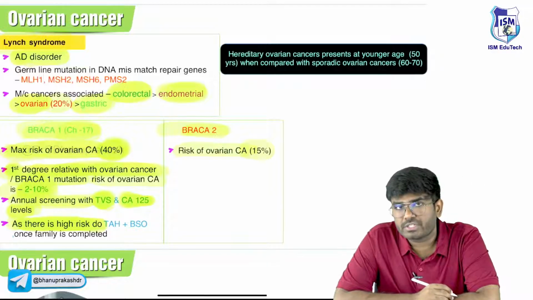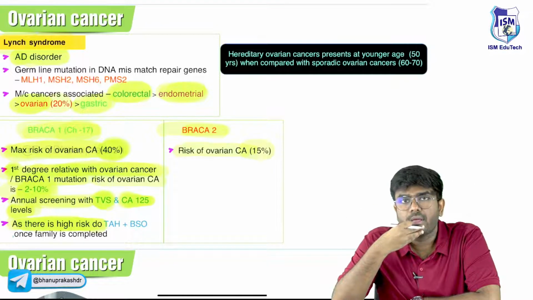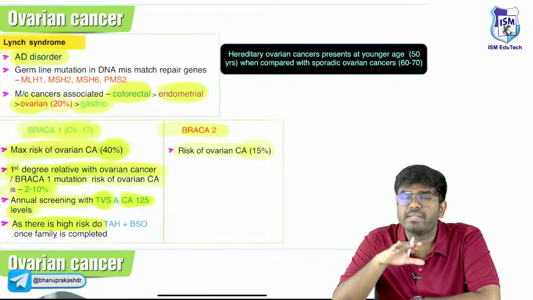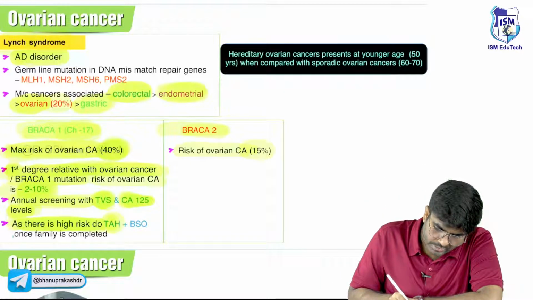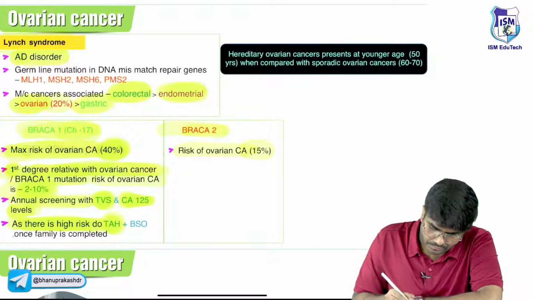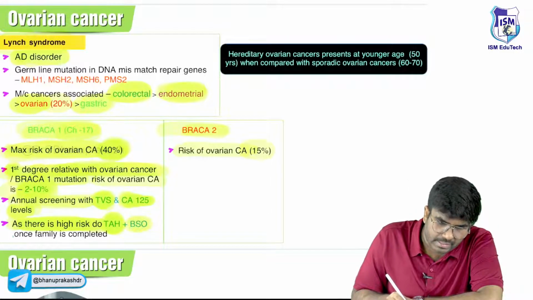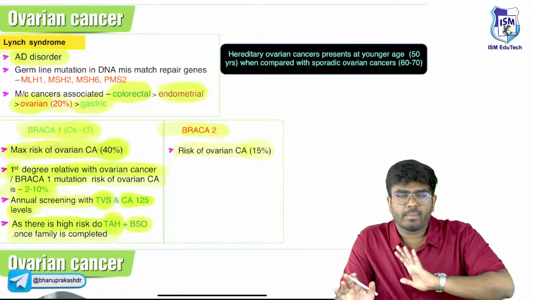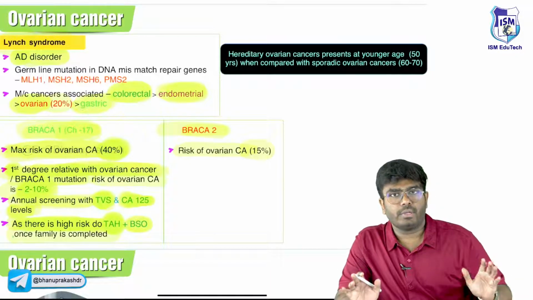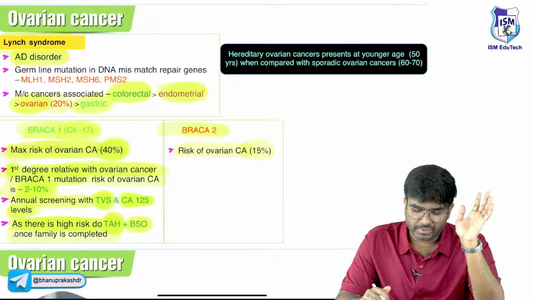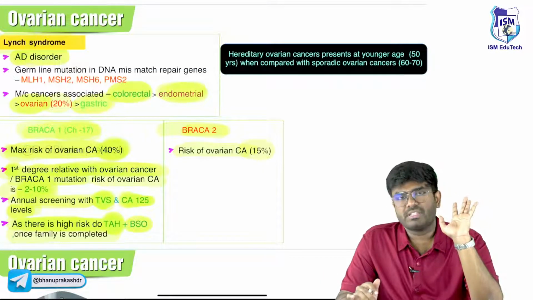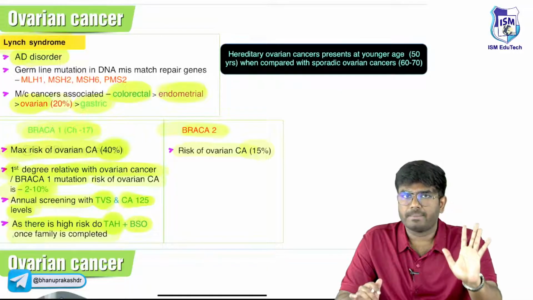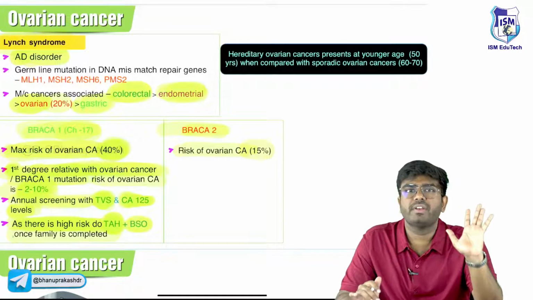Now for example, she is a known case of BRCA1 gene mutation. There is a 40% chance that she can end up with ovarian cancer. So what does she have to do? Once her family is completed, remove her ovaries, and remove her uterus because there is a risk of uterine cancer also. So total abdominal hysterectomy as well as bilateral salpingo-oophorectomy. Once she says, sir, I am done, my family is completed, I don't want to conceive in the future, then you can go with total abdominal hysterectomy as well as bilateral salpingo-oophorectomy. Done. So Lynch syndrome, BRCA1, BRCA2 gene mutations. High chances of cancer with BRCA1, present on chromosome number 17, 40% chance. BRCA2 gene mutations, 15% chance.